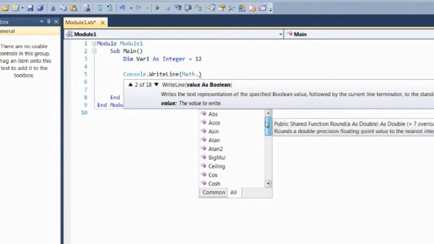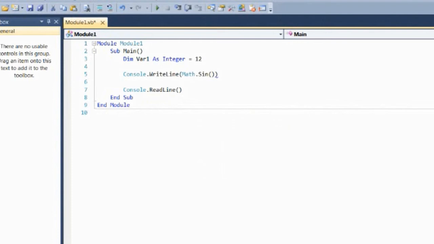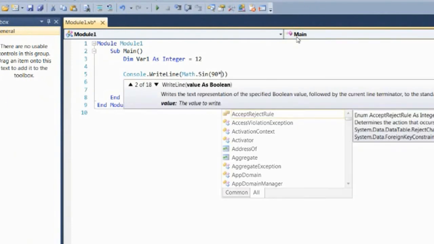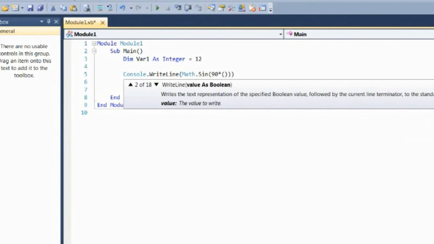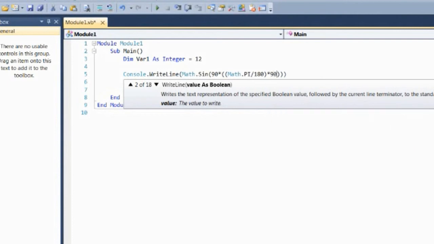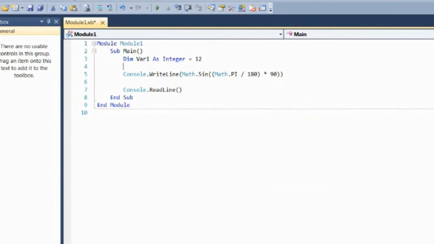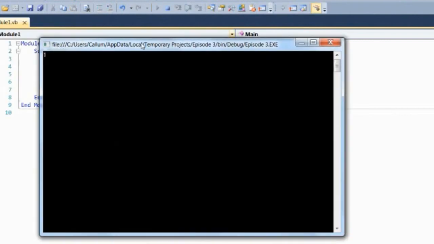You've also got your sin, cos, and tan in here. And bear in mind, this is in radians. So if you want to do something, let's say sin 90, that should return 1, but it's in radians. So you do sin of 90 times by bracket, I think you need double brackets actually there, Math.PI divided by 180, and then on the other side of the bracket times by 90. Actually, I don't need that. I've got too many brackets there. There we are, that should work. Yeah, there we are, 1.